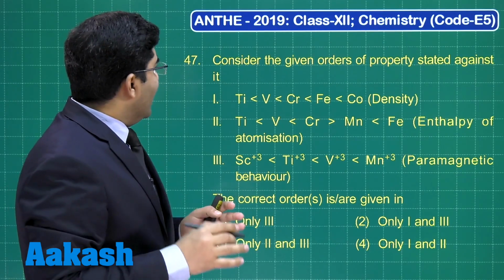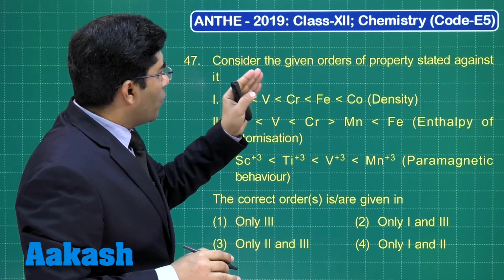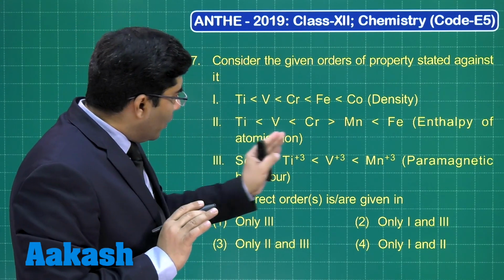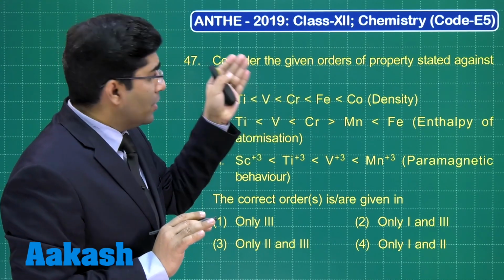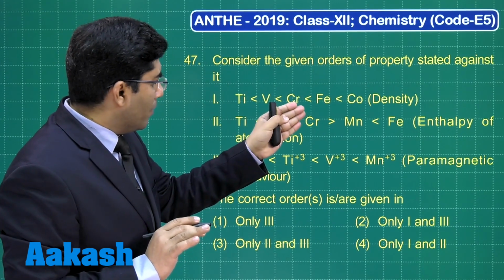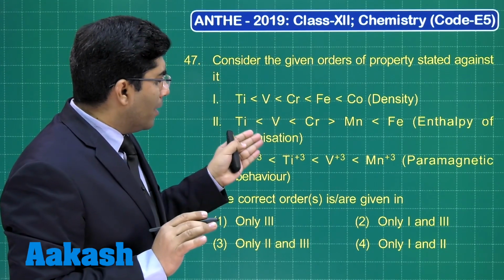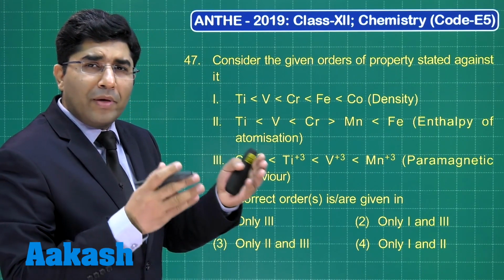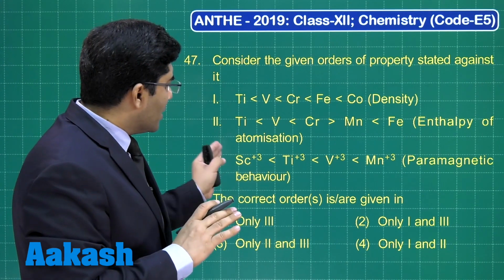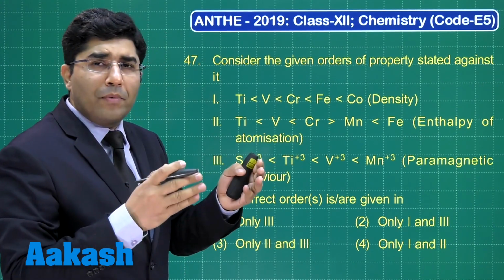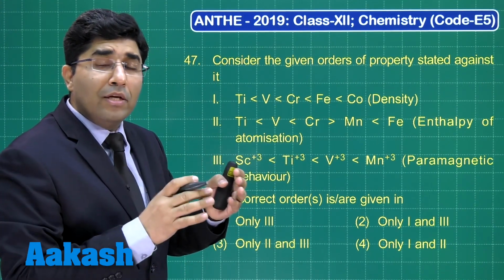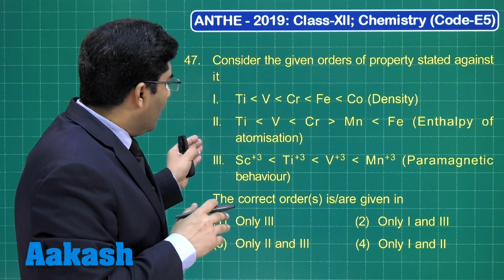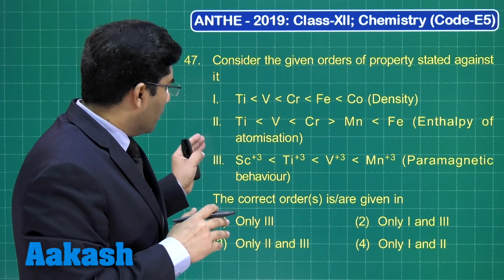Now this question is asking, consider the given orders of the properties stated against it. Three series are given to us and properties are given to us. First is density, second is enthalpy of atomization, next is paramagnetic behavior. Now paramagnetic behavior we can find by the total number of unpaired electrons. So we can say that from scandium to manganese the total number of unpaired electrons in d subshell will increase, so paramagnetic character will also increase. It means the third one is the correct option, right?